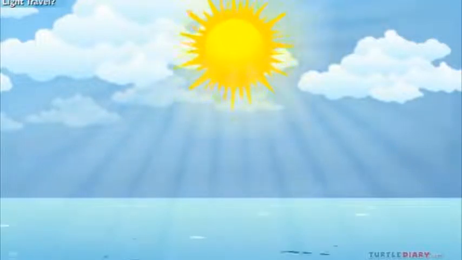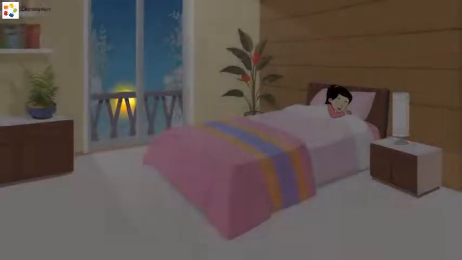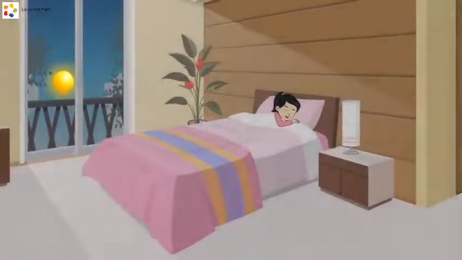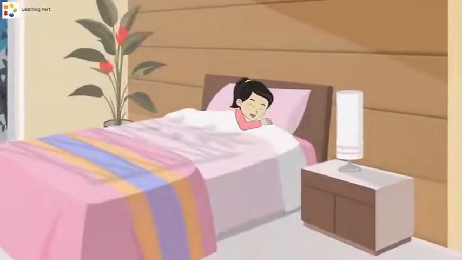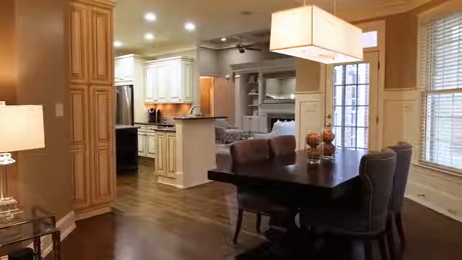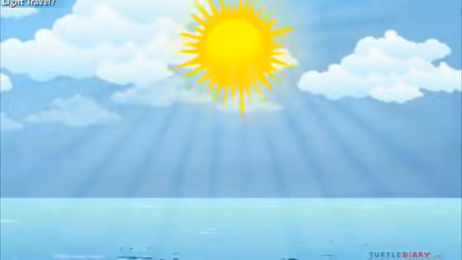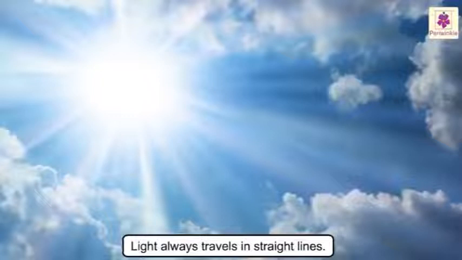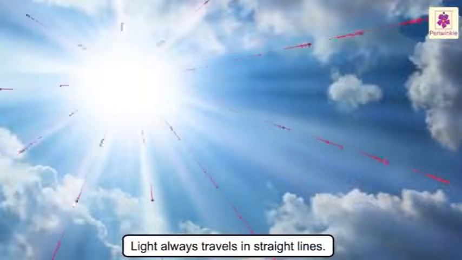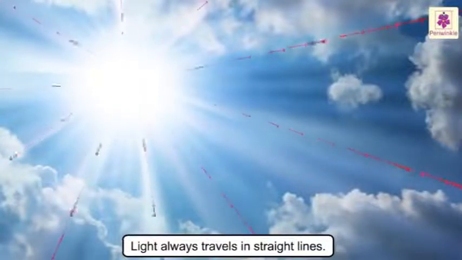The second one: light travels very fast. That is why, the moment we switch on the bulb, the light reaches all the corners, because light travels very fast. That is the second property. So the first one is what? The light from a source travels in all directions. The second one is that light travels very fast. Next, light travels in a straight line.